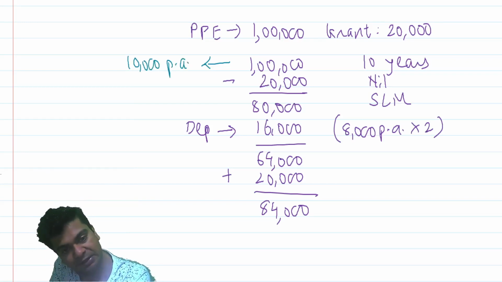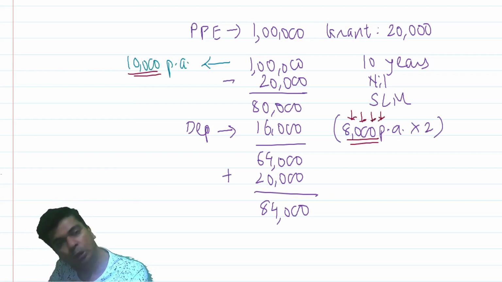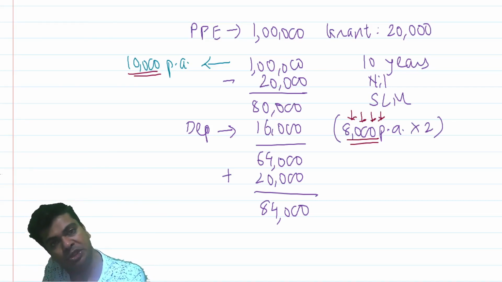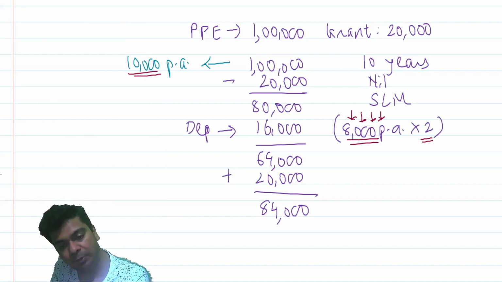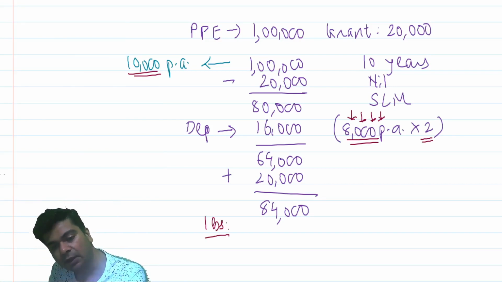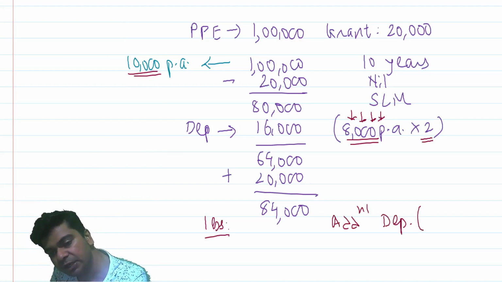Please compare the figures. You would have charged 10,000, but because the grant was deducted, you charged only 8,000 per annum. In other words, you charged 2,000 rupees of depreciation less for the 2 years that have already gone by. This depreciation should be deducted. So once you get 84,000, from this I will deduct what I will refer to as additional depreciation. Additional depreciation will be 2,000 into 2 years.